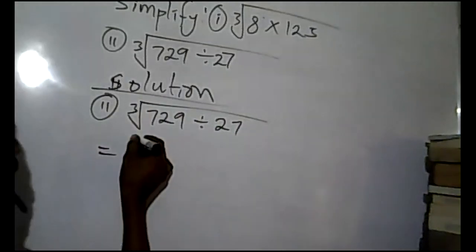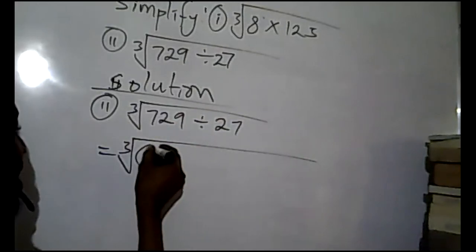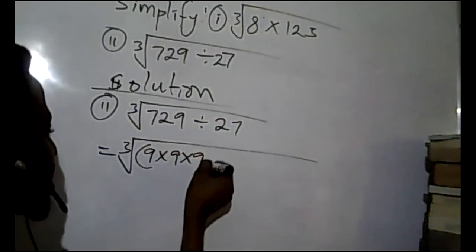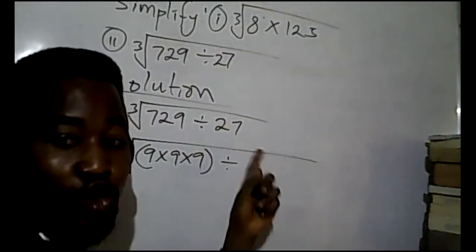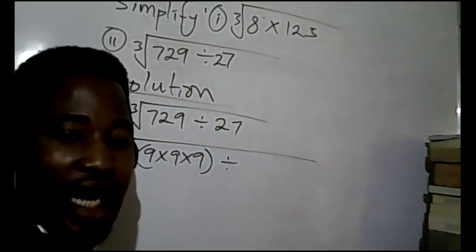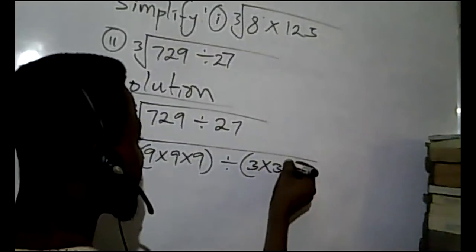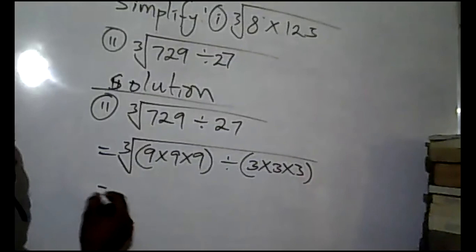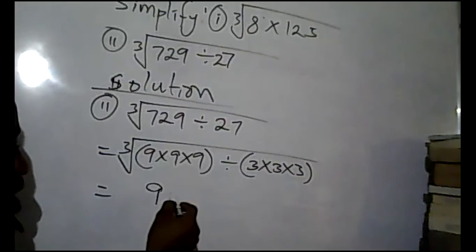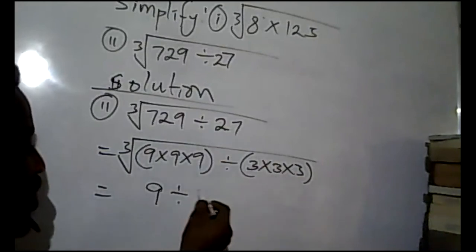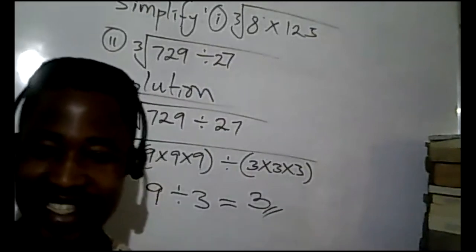So what you do is say, what number multiplied itself 3 times gives 729? The answer is 9, 9 times 9 times 9. Divided by, what number multiplied itself 3 times gives 27? The number is 3, 3 times 3 times 3. Therefore, our answer will now be the cube root of 729, which is 9, divided by the cube root of 27, which is 3. And what is 9 divided by 3? It's 3. So easy.